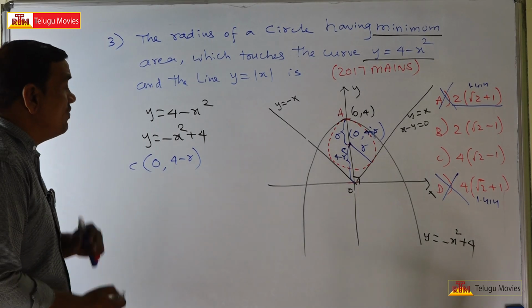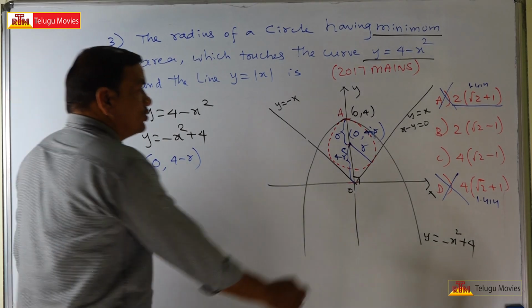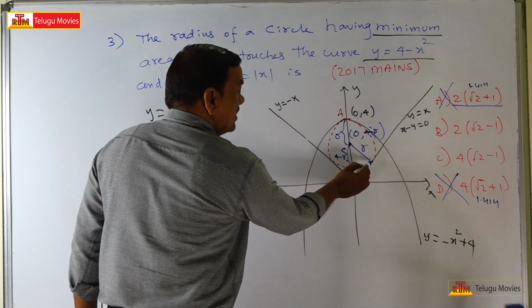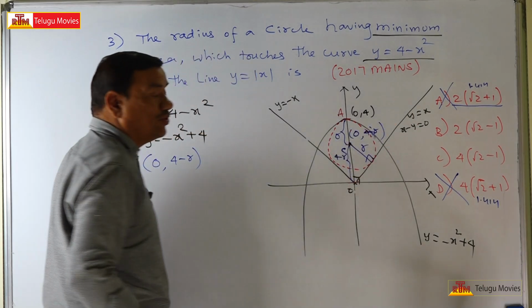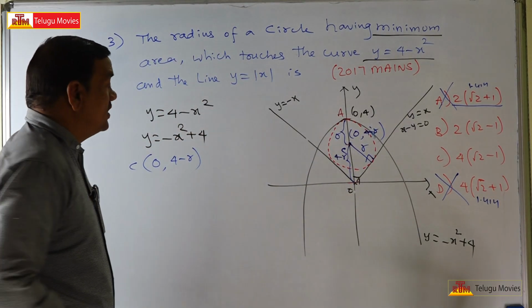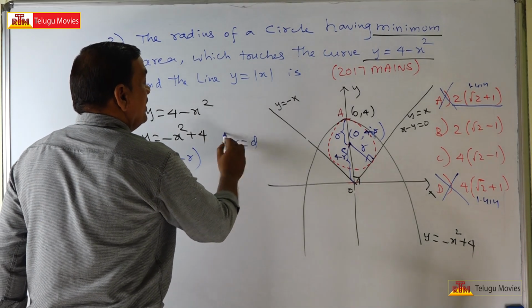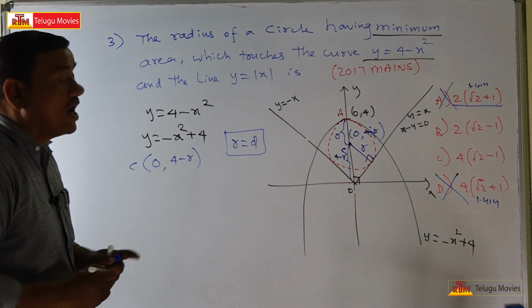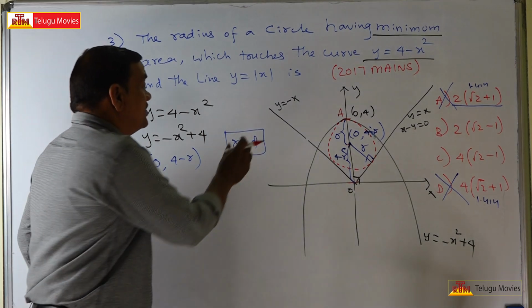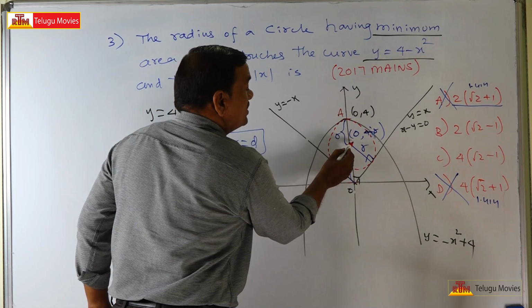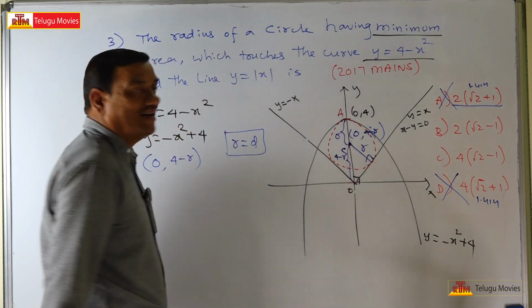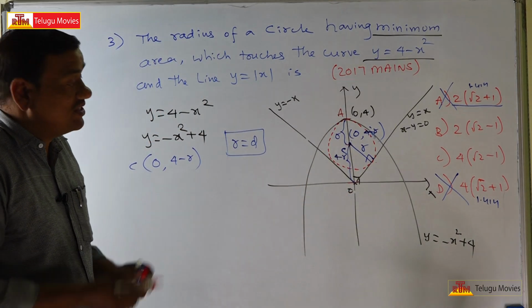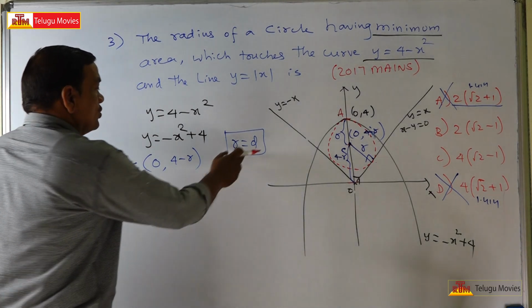Now, we want to find out the radius, right? Since this circle touches the line y is equal to x, we have the rule: R is equal to D. What is R? R is the radius of the circle. What is D? D is the perpendicular distance from the center to the line. So start writing.